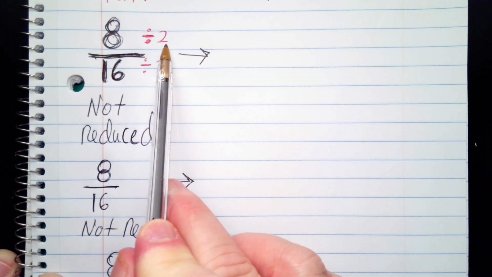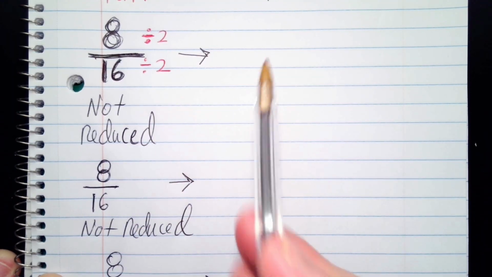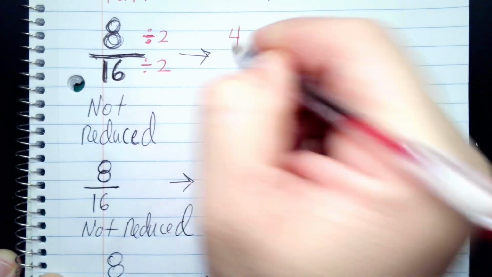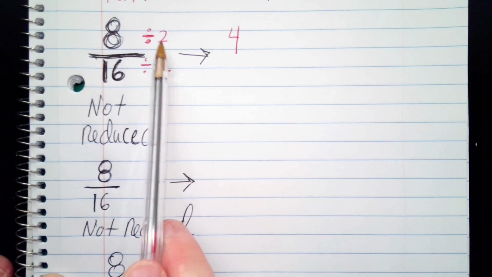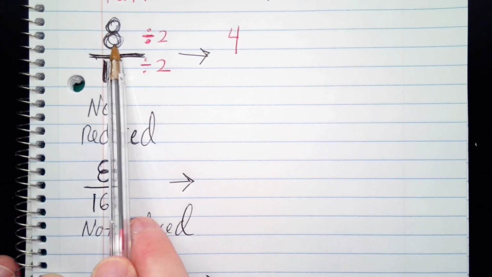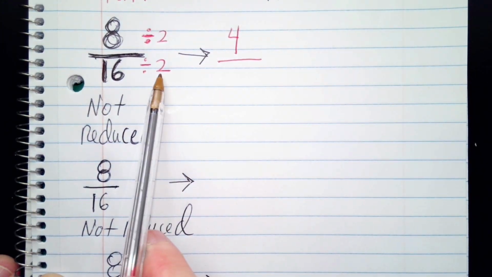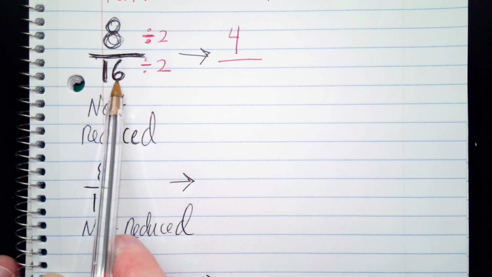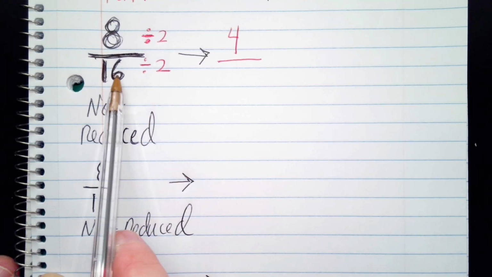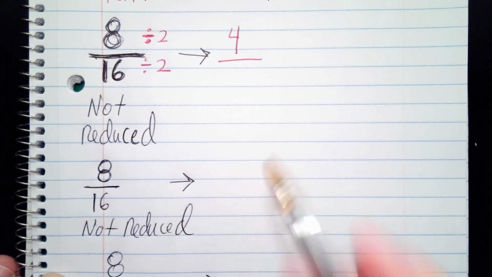8 divided by 2 is 4. Or another way to think about that, what number times 2 would give you 8? Of course, that's 4. And 2 times what number would give me 16? Well, I know 2 times 8 is 16. Or 16 divided by 2 is 8.